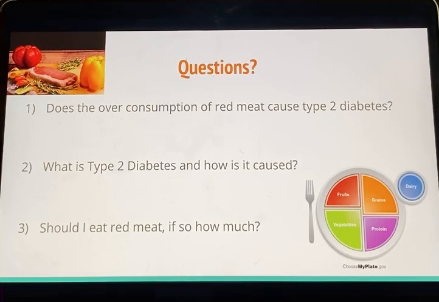Questions. Does the overconsumption of red meat cause type 2 diabetes? What is type 2 diabetes and how is it caused? Should I eat red meat? If so, how much?